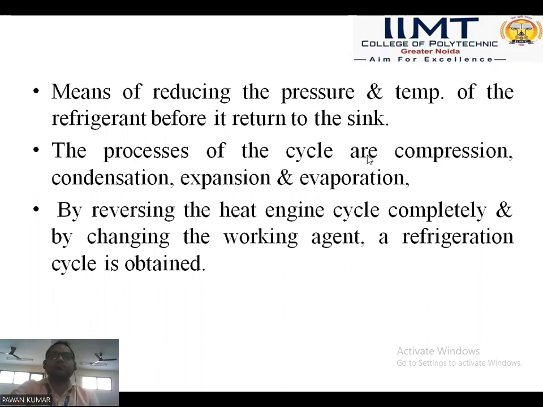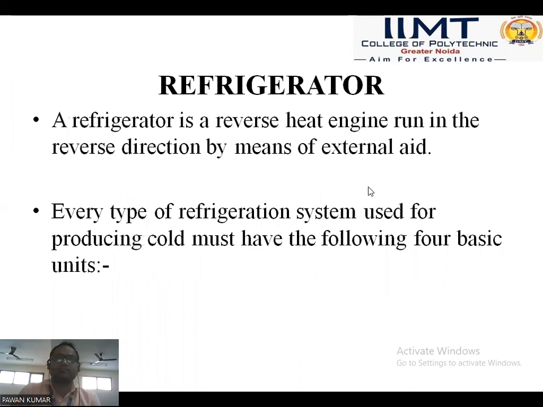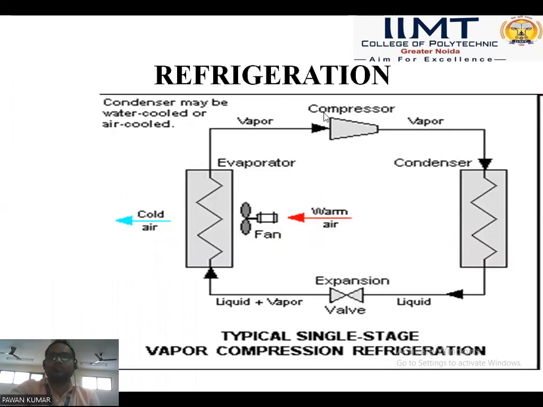The process of the cycle is compression, condensation, expansion, and evaporation. We have already discussed this in the figure. The first process is compression, which is done by the compressor. The second process is condensing, done by the condenser, and the third process is expansion, done by the expansion valve. The fourth and last most important process is evaporation or cooling, which is done by the evaporator.